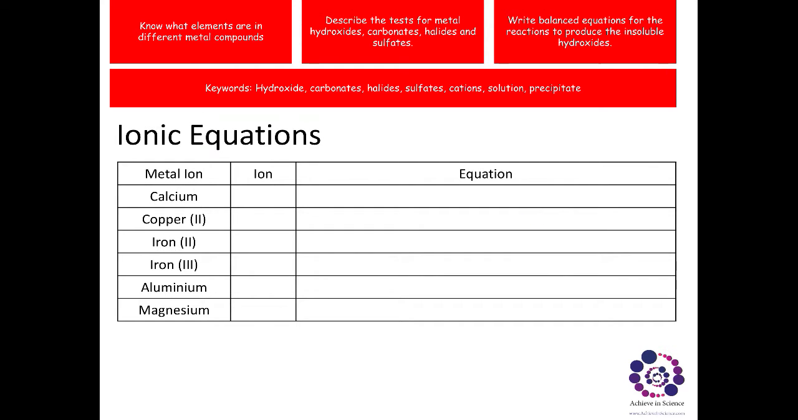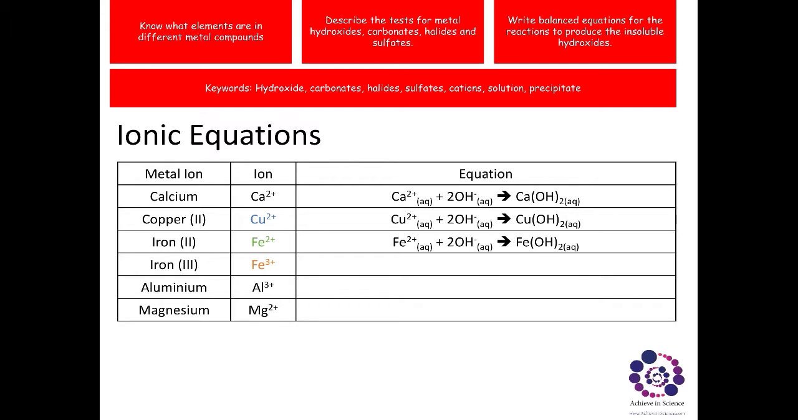If we now form ionic equations for these reactions, we can see that the ions contained are shown on screen. We can write an equation to show what happens. So the calcium reacts with a hydroxide ion to form calcium hydroxide. Copper reacts with a hydroxide ion to form copper hydroxide. The same with iron 3+, the same with aluminium, and the same with magnesium.